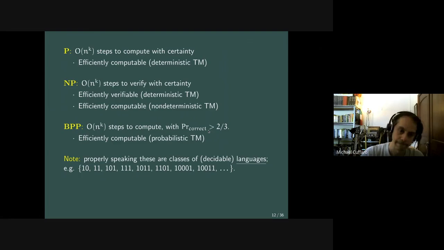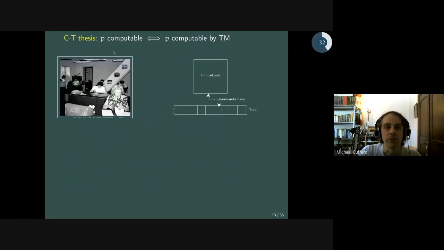And I also want to point out, it should be clear from what I said before, that when we say efficient here, we are implicitly identifying polynomial with efficient. Okay, so now the Church-Turing thesis, specifically the Turing thesis here, identifies the class of computable functions with those computable by a Turing machine.